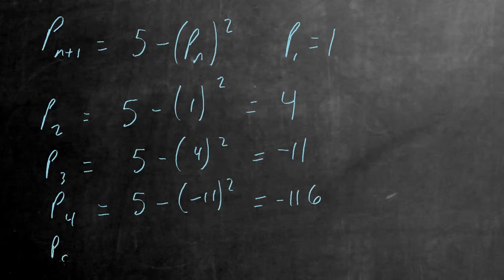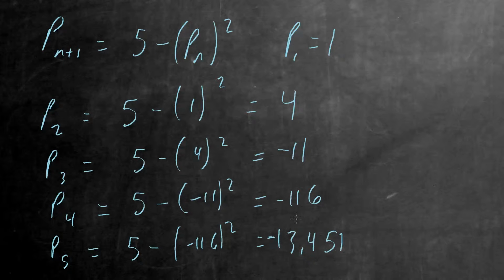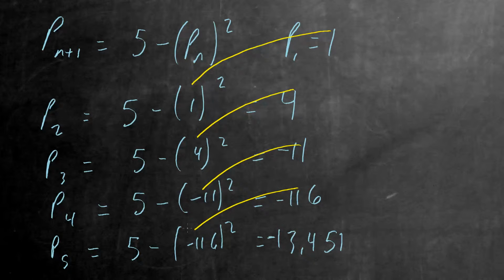P5 is going to be big again. P5 is going to be 5 minus negative 116 squared, which I think is 13,456. So 5 minus that would be negative 13,451. Just like the last problem, you can see where the 1 went in. We can definitely see our progression here. And let's look at number 3a2.